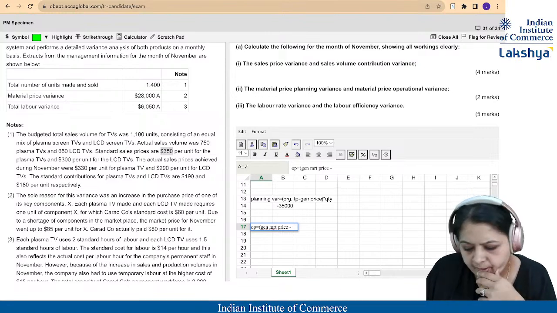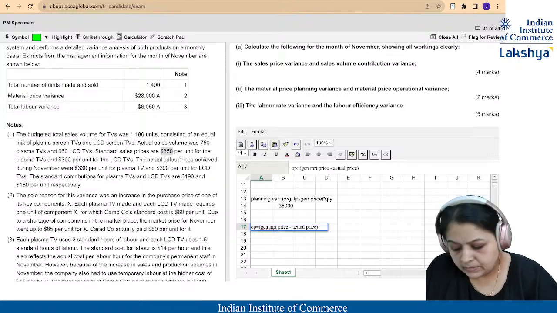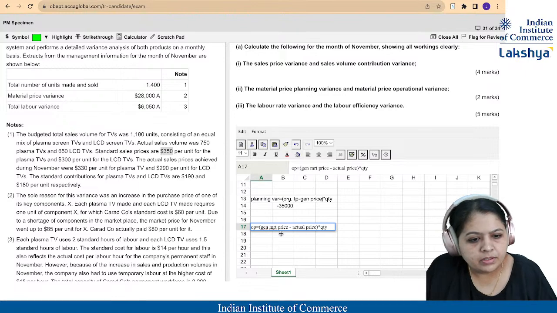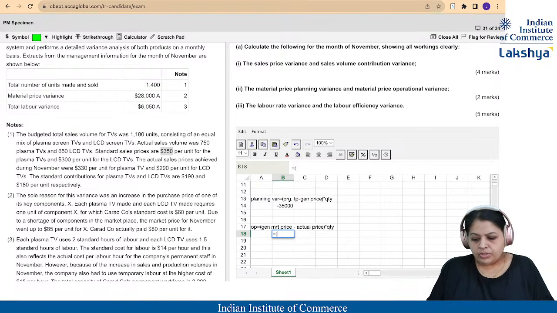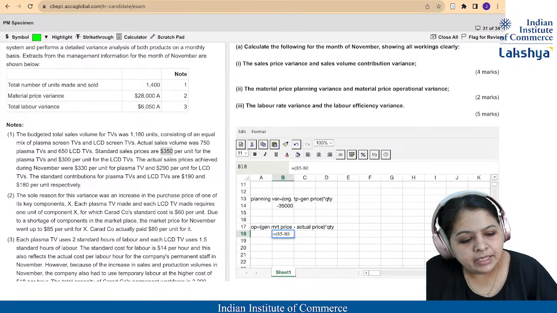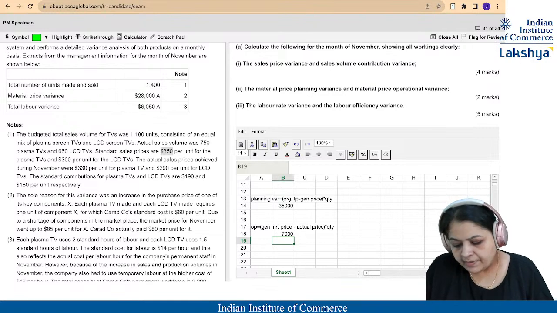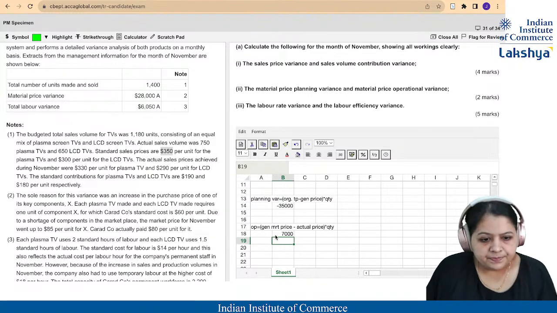General market price minus actual price, again multiplied by the quantity. Now, when the managers purchased it, they purchased it at $80, right? And the market price was 85. So it's going to be 85 minus 80 multiplied by 1400, right? Which happens to be 7,000 favorable. Operational is 7,000 favorable. Planning is 35,000 adverse.